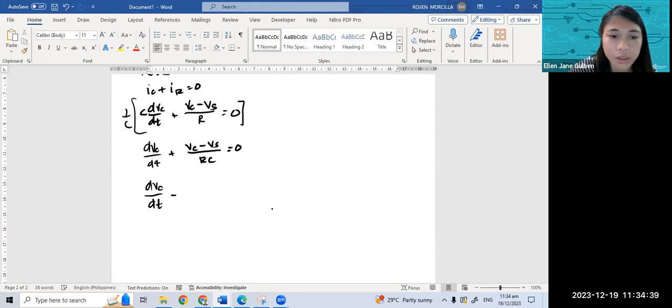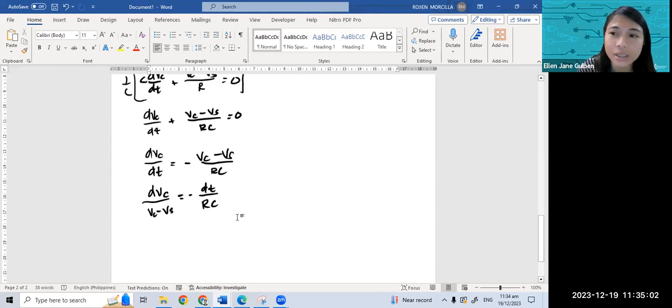dVC/dt is equal to negative (VC minus Vs) over RC. Separating variables, dVC over (VC minus Vs) is equal to negative dt over RC. So based on our previous calculation earlier, we will get v(t) is equal to Vs plus (VO minus Vs) e to the negative t over RC.